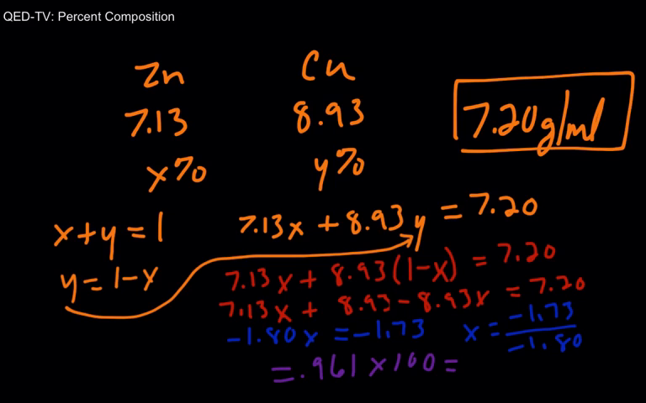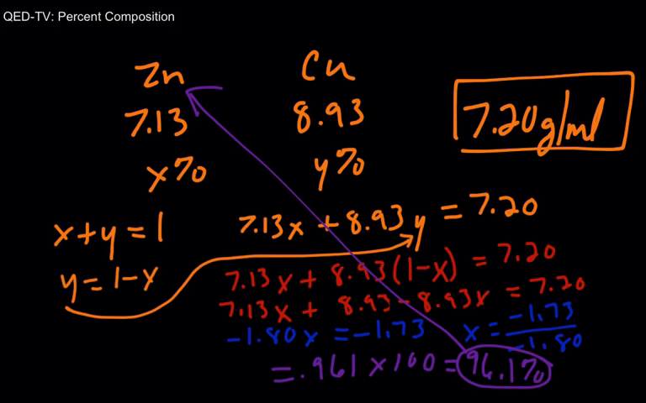Of course, that's a percentage in decimal form, so take it times 100, and we see that this penny is 96.1% zinc. And so it's about 3.9% copper. And that's because copper is very expensive, so they don't want to use very much of it.